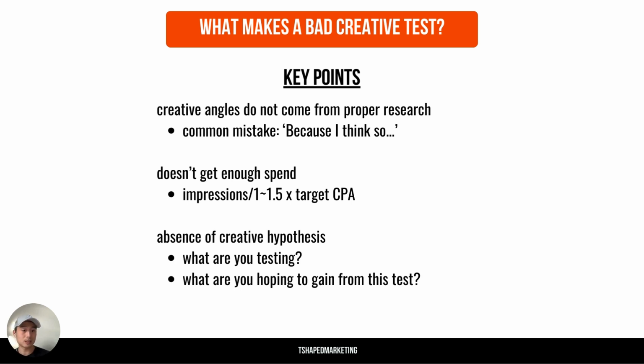Number two is the ads do not get enough spend. You can do this in two ways. Impressions, for example: you run an ad, let it run for 1,000 impressions, and make the decision. Or you let an ad run for 1 to 1.5 times the target CPA. If it gets a sale or no sale, that's how you make the decision. I'll explain that in the next slide.